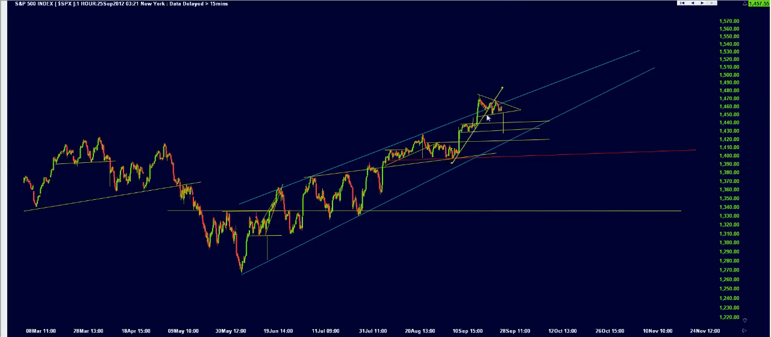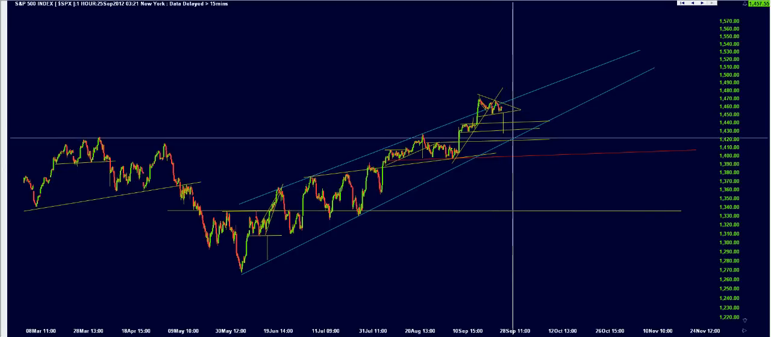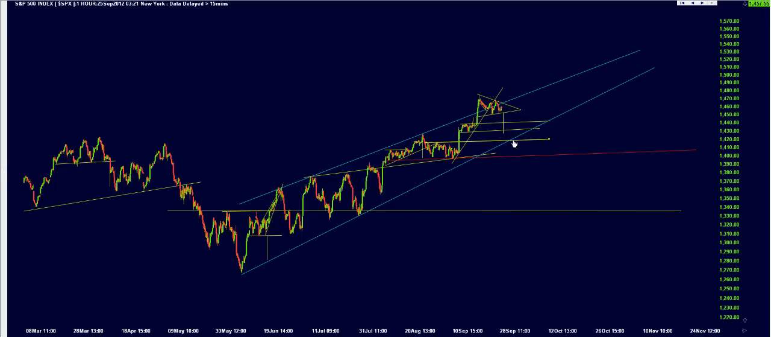So I think right now we could be looking at a break of this bottom channel line, and we may be coming back down to test this blue line here. And if this breaks, expect that we would then have an attack on this red line. And I would say that we would get a nice bounce on this red line here around the 1400 area.